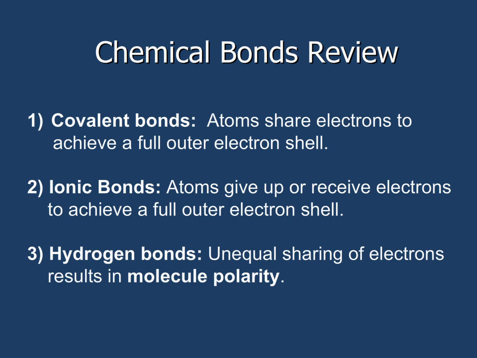The third type of bond, hydrogen bonding, results because there's unequal sharing of electrons within a molecule, resulting in polarity. And because of polarity, one molecule will line up in a certain way with another molecule, forming a temporary association, but not a real chemical bond.